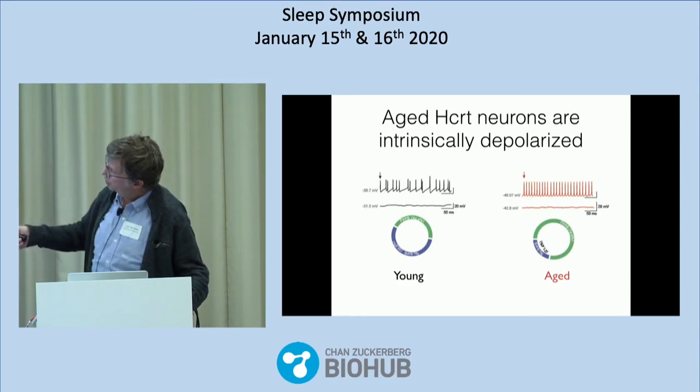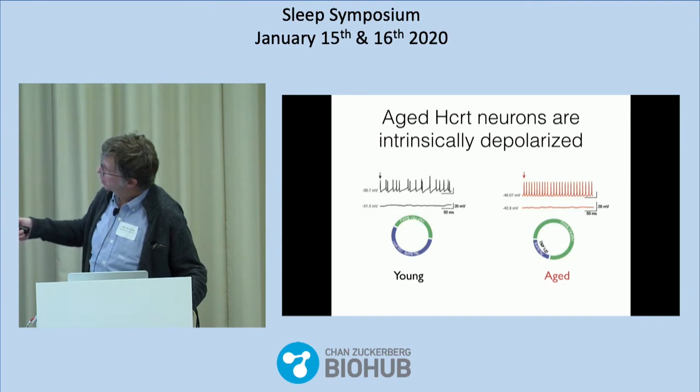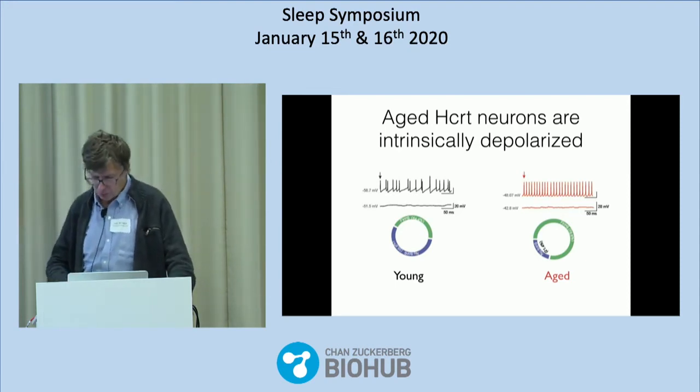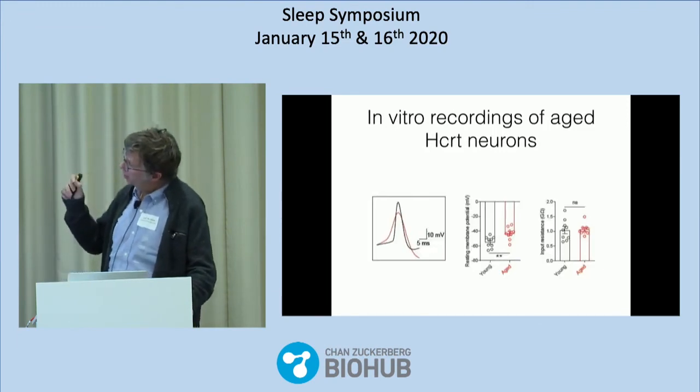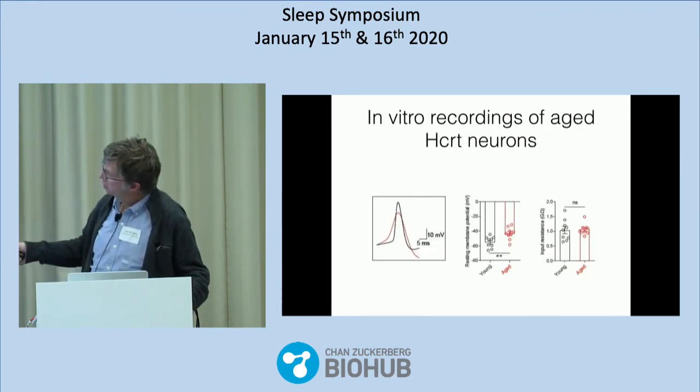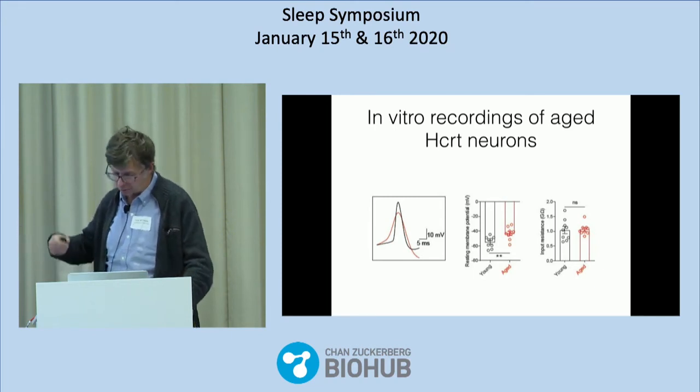This is the proportion of spontaneously active neurons in young mice compared to aged mice. You see that there are many more spontaneously active neurons in aged mice compared to young mice. So they're hyperexcitable somehow. And indeed, recording individual neurons told us that the resting membrane potential of aged neurons was much closer to threshold. So they were indeed depolarized.